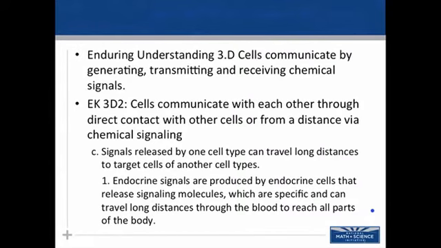In the AP Biology curriculum framework, this topic is addressed in C1, which tells us that signals released by one cell type can travel long distances to target cells of another cell type. And then part 1 of that is that endocrine signals are produced by endocrine cells that release signaling molecules which are specific and can travel long distances through the blood to reach all parts of the body. So those are key pieces of information that you need to remember as we go through this presentation.